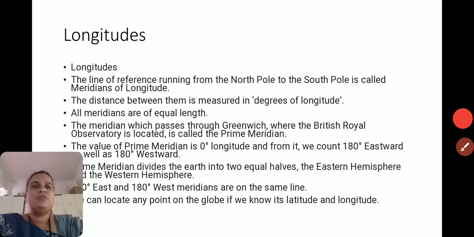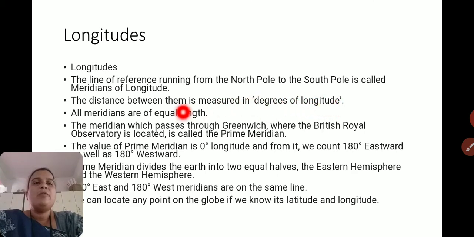Now longitudes. As we have seen, longitudes are the vertical lines. The lines of reference running from North Pole to South Pole are called meridians of longitude. The distance between them is measured in degrees of longitude. All meridians are of equal length. The meridian which passes through Greenwich, where the British Royal Observatory is located, is called the prime meridian.